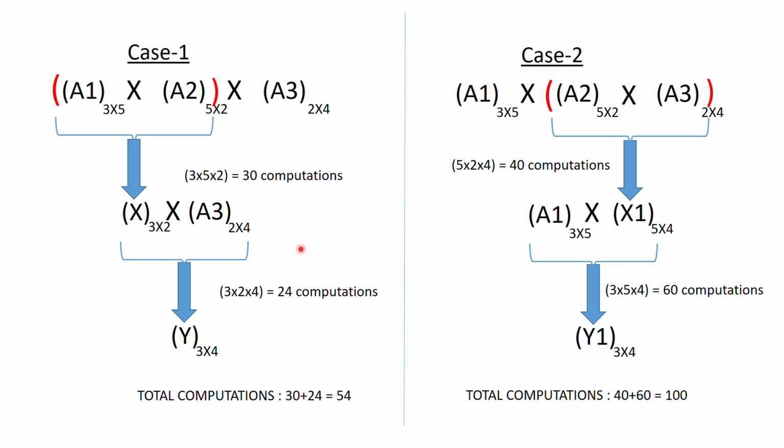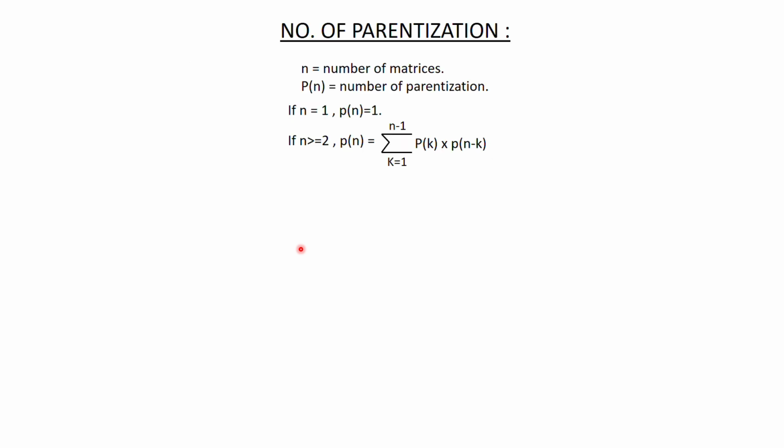But when we have a long chain of matrices, finding the cheapest order is critical. That's the problem we are solving today. Now there is a formula by which we can calculate the number of combinations you can have by n number of matrices. N is the number of matrices and Pn is the number of parenthesizations. If n equals 1, there will be one combination, and if n is greater than or equal to 2, then Pn equals the summation of k equals 1 to n minus 1 of p of k times p of n minus k.